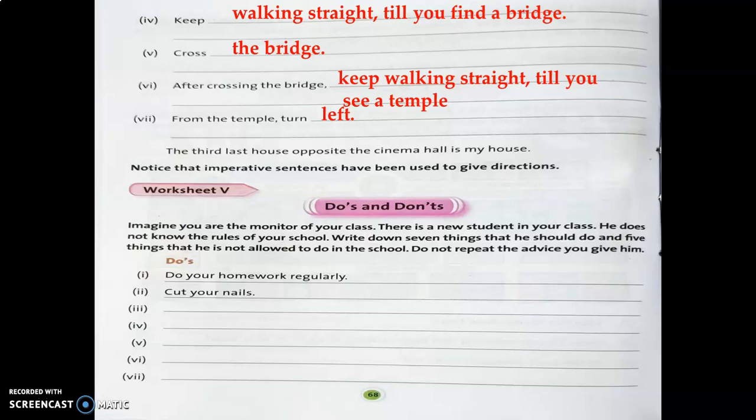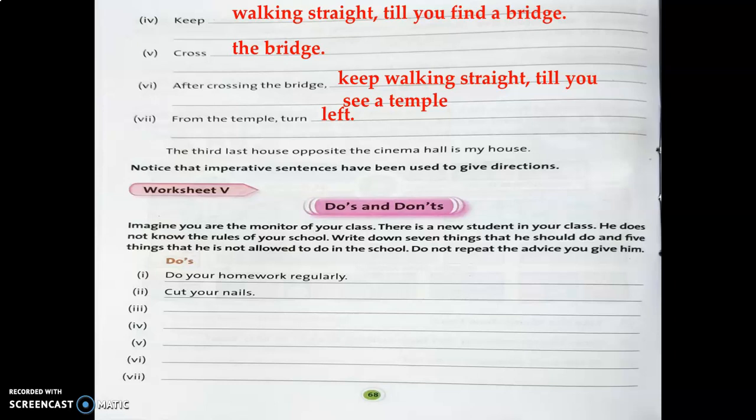Now worksheet 5, do's and don'ts. Imagine you are the monitor of your class. There is a new student in your class. He does not know the rules of your school. Write down 7 things that he should do and 5 things that he is not allowed to do in the school. Do not repeat the advice you gave him.